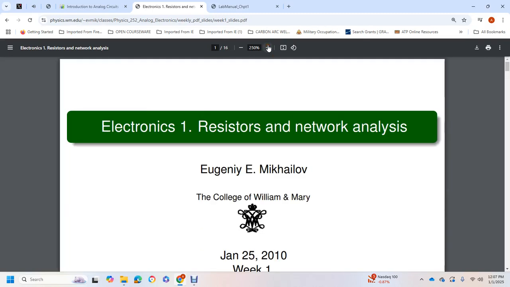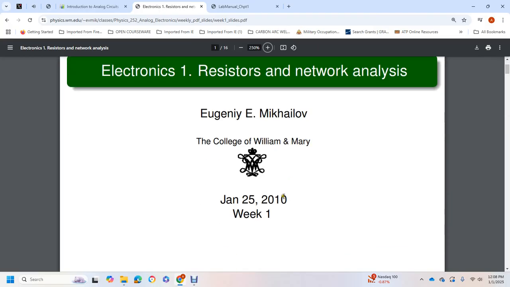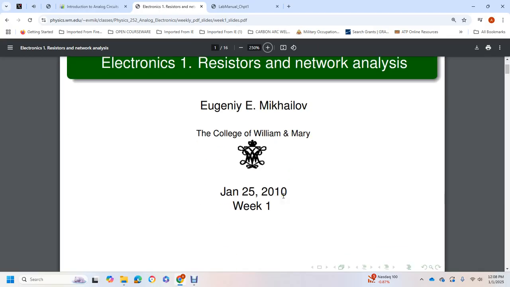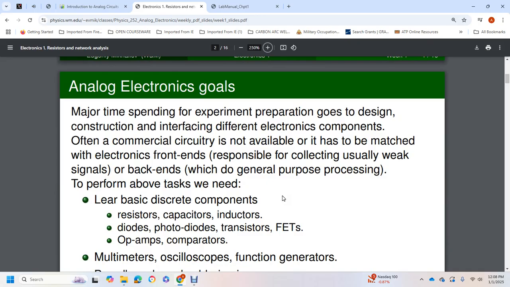Alright, Electronics 1, Resistor and Network Analysis. Eugene E. Mikhailov, College of William and Mary, January 25th, 2010, Week 1.